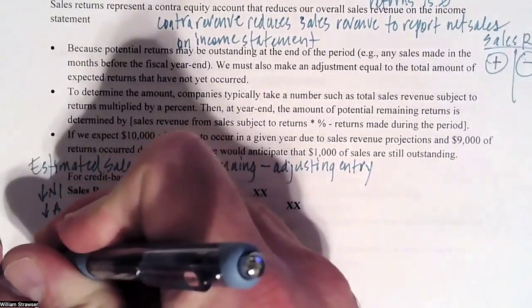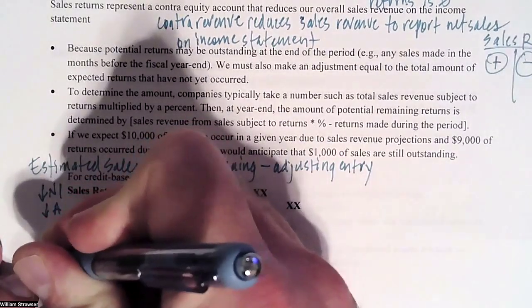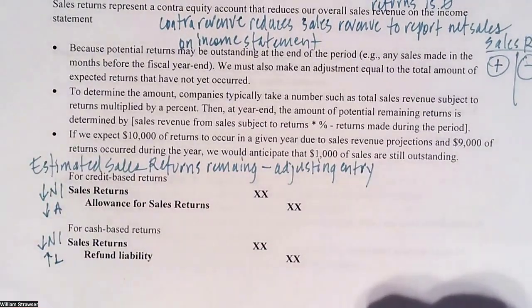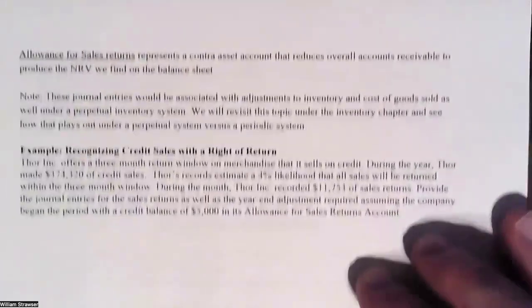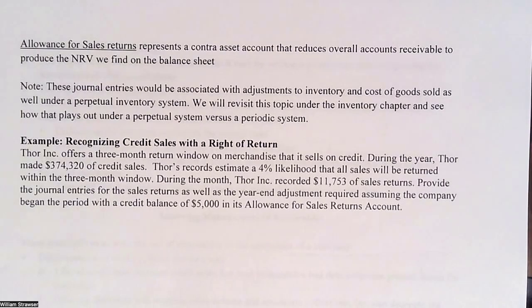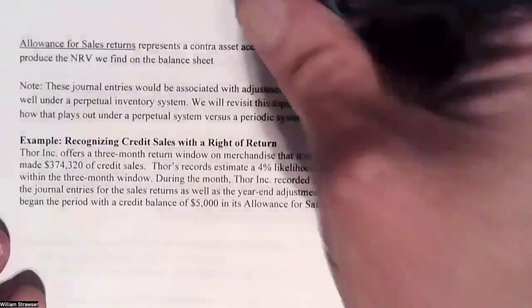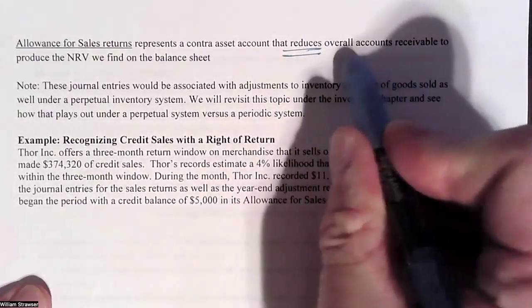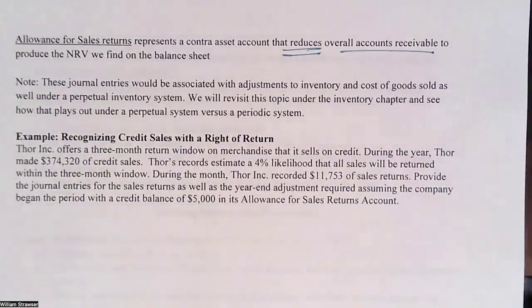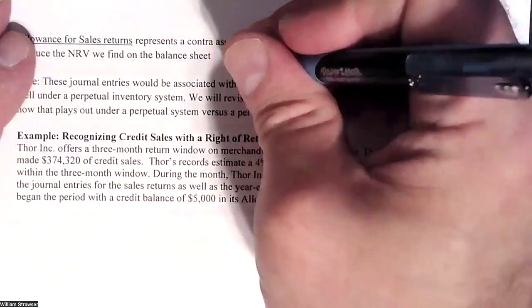And so instead of crediting the allowance for sales returns, we credit a refund liability, which, as it mentions itself, is a liability account. So what is this allowance for sales returns? Very similar to ADA, or allowance for doubtful accounts. It represents a contra asset account that is tied to accounts receivable. It reduces the overall accounts receivable to produce our net realizable value on the balance sheet.